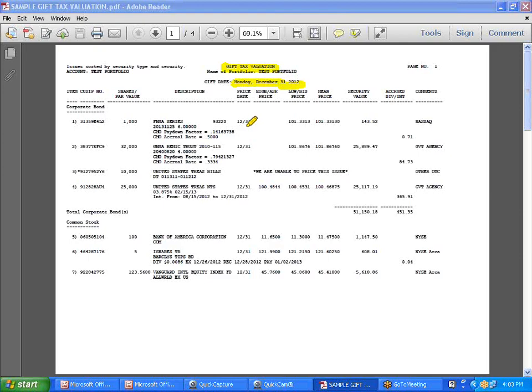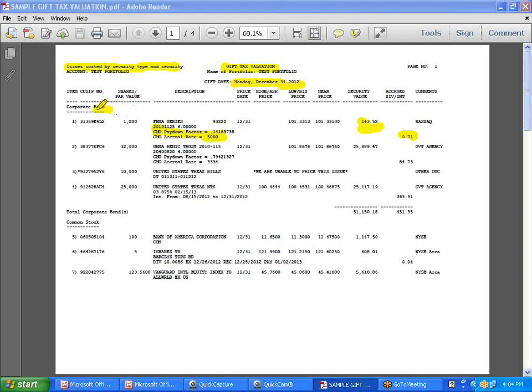And pursuant to the IRS regulations, we follow all of the estate tax laws when we produce a gift tax valuation. So as you can see here for this Ginnie Mae, we have the principal CMO paydown factor, and we have the accrual rate. So we have the security value and the accrual. You can see we decided to sort this portfolio by security type and CUSIP number.